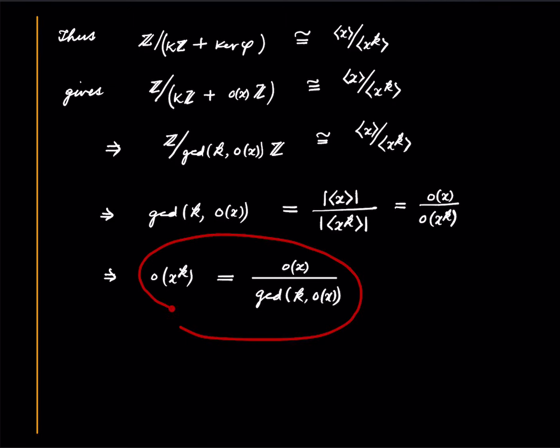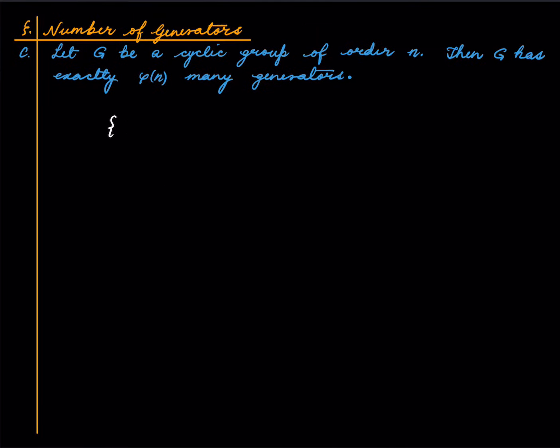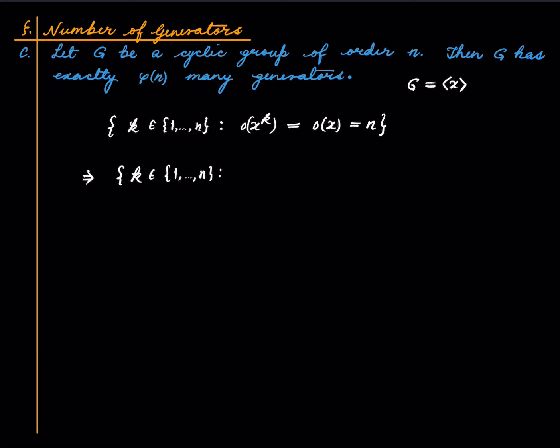So if we look at this formula, basically we are asking how many k in this range are there such that x to the k has order the same as order of x, which is n. Since G is cyclic, we can find an x such that this happens, and now we are asking how many k's are there such that order of x to the k is same as order of x, which is n, because the size of G is n. And the previous formula says that this happens precisely when GCD(k, n) equals 1, so the above set is basically equal to phi of n. So it's a simple consequence of the previous lemma.